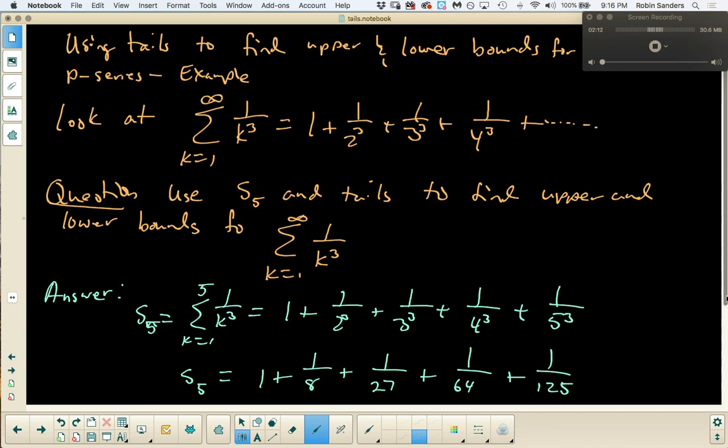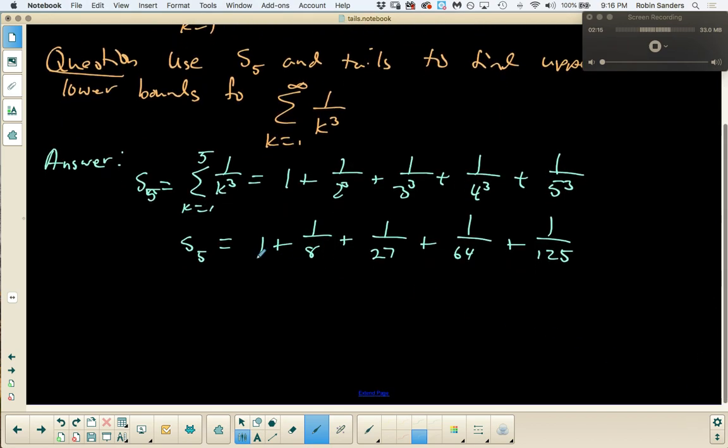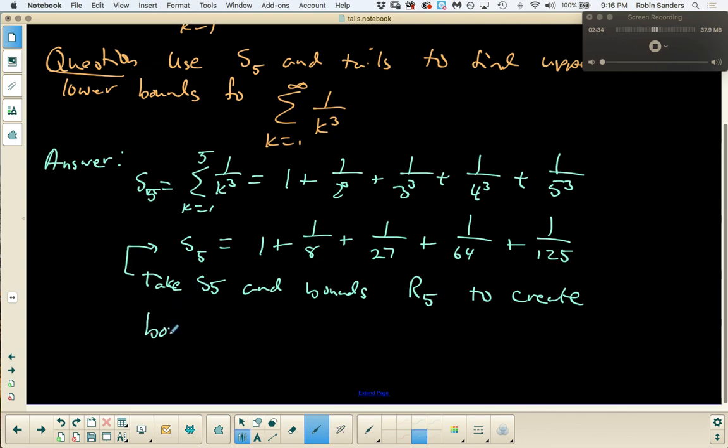But the question, of course, is, how far off is this? So what I now want to do is take S5 and bounds for the tail for S5 to create bounds for the entire series. Well, how are we going to do that? We're going to remember that our tails for p-series can be trapped between two integrals.